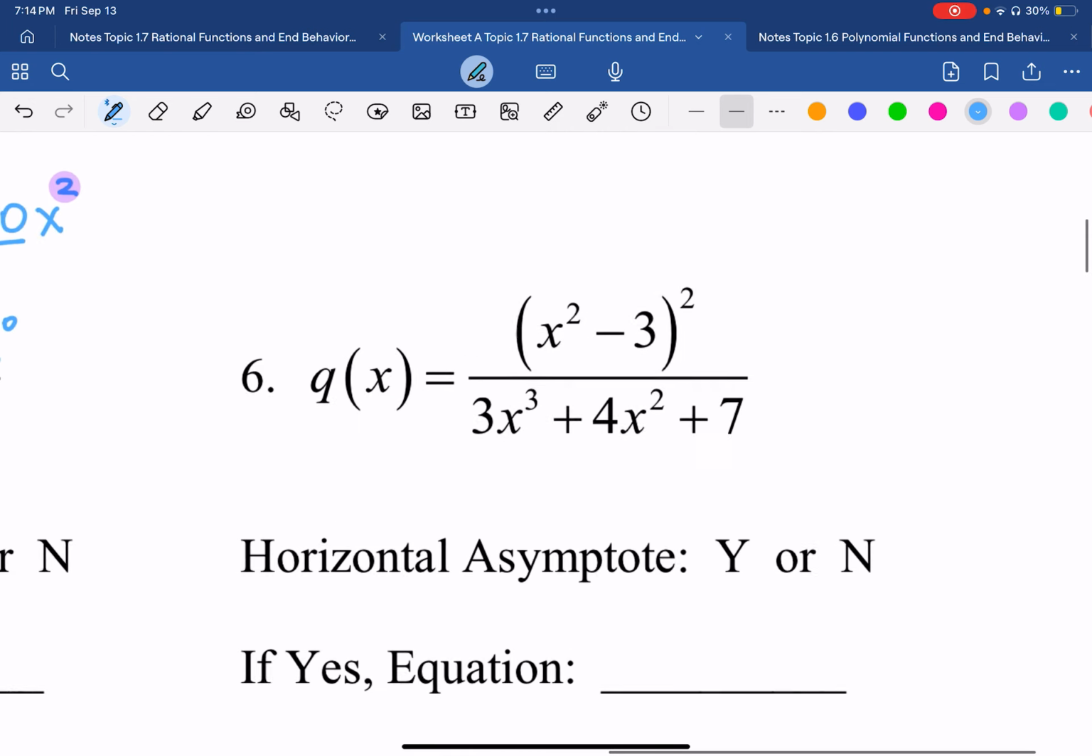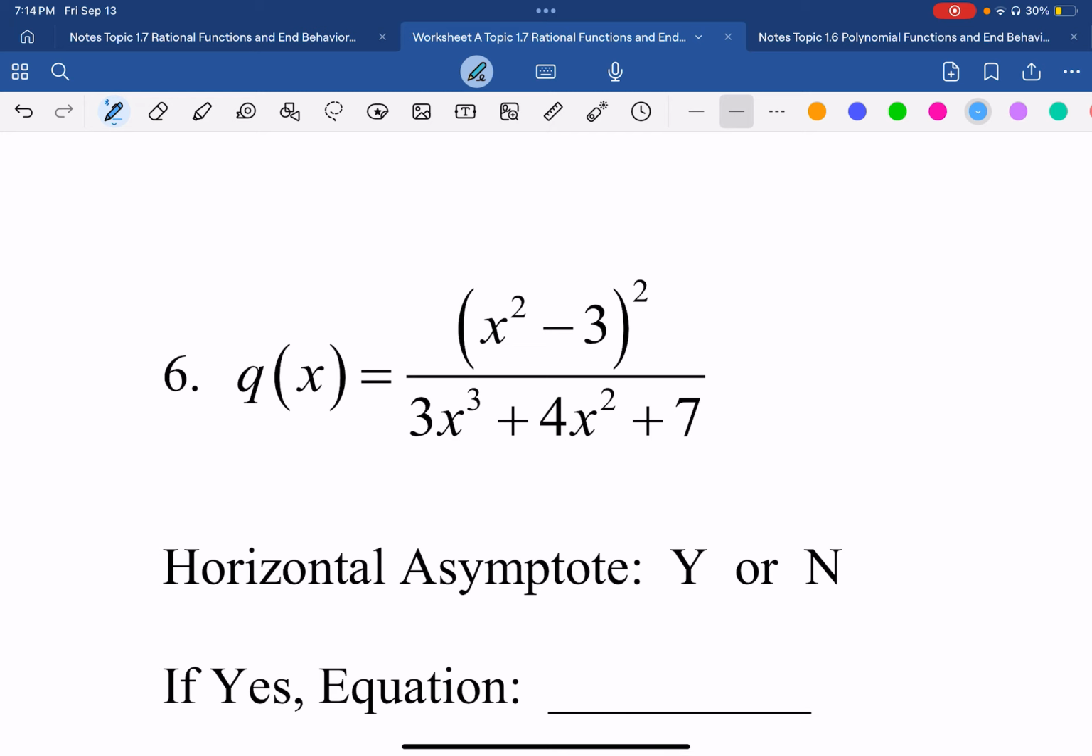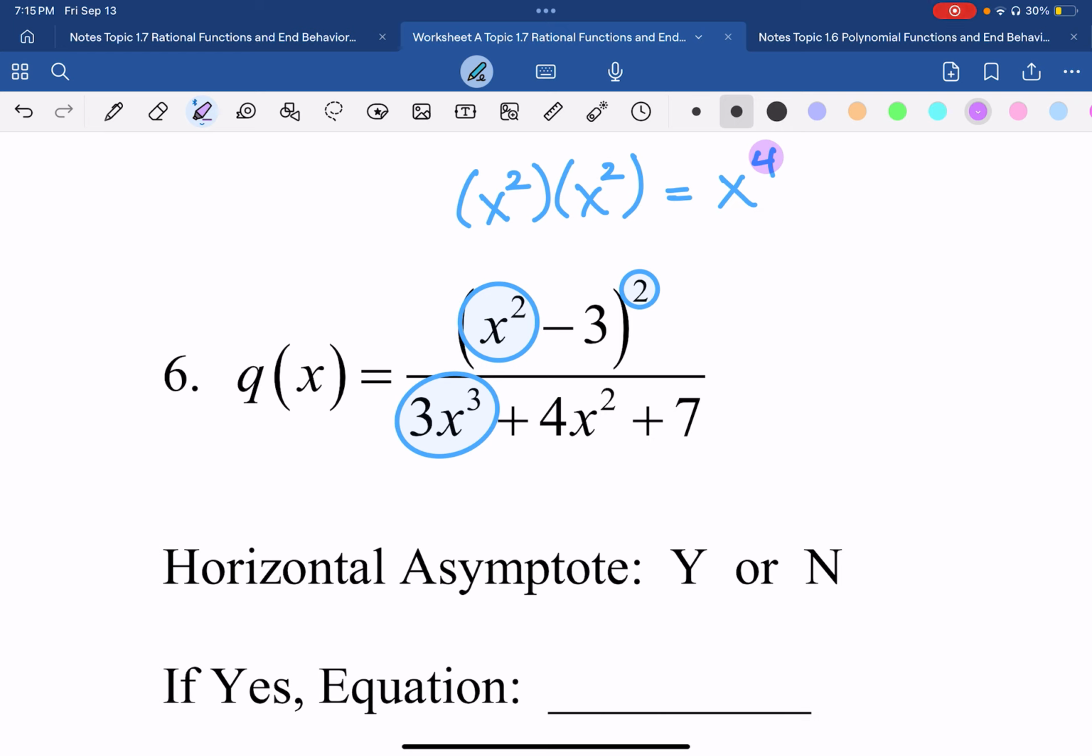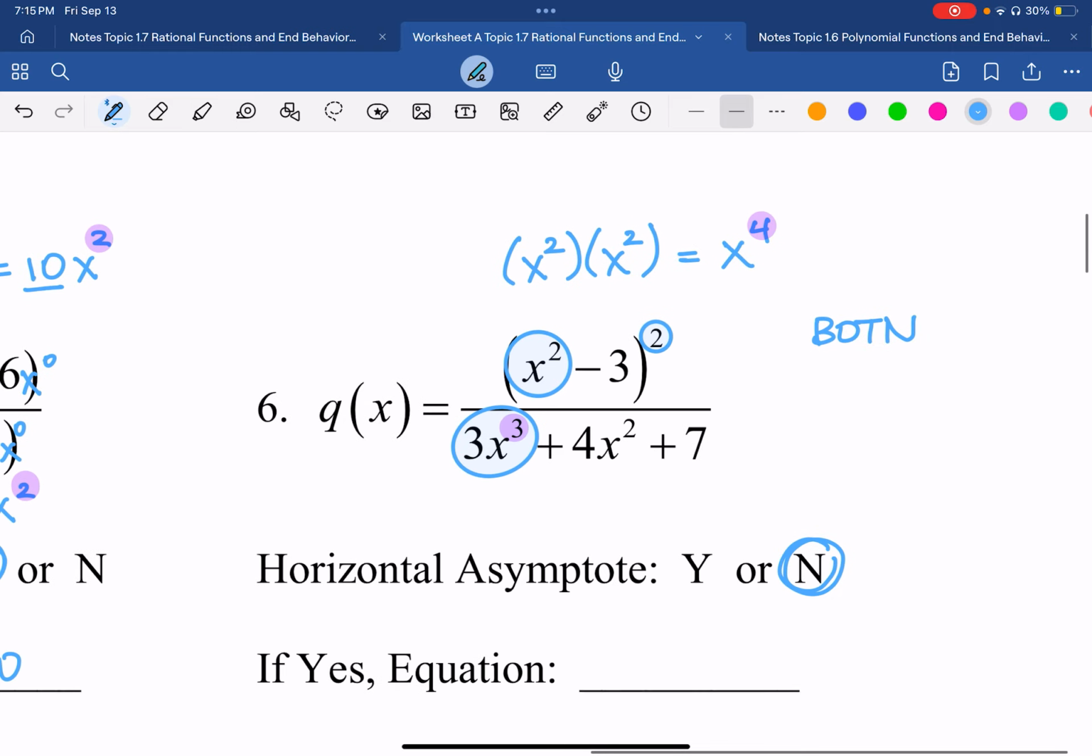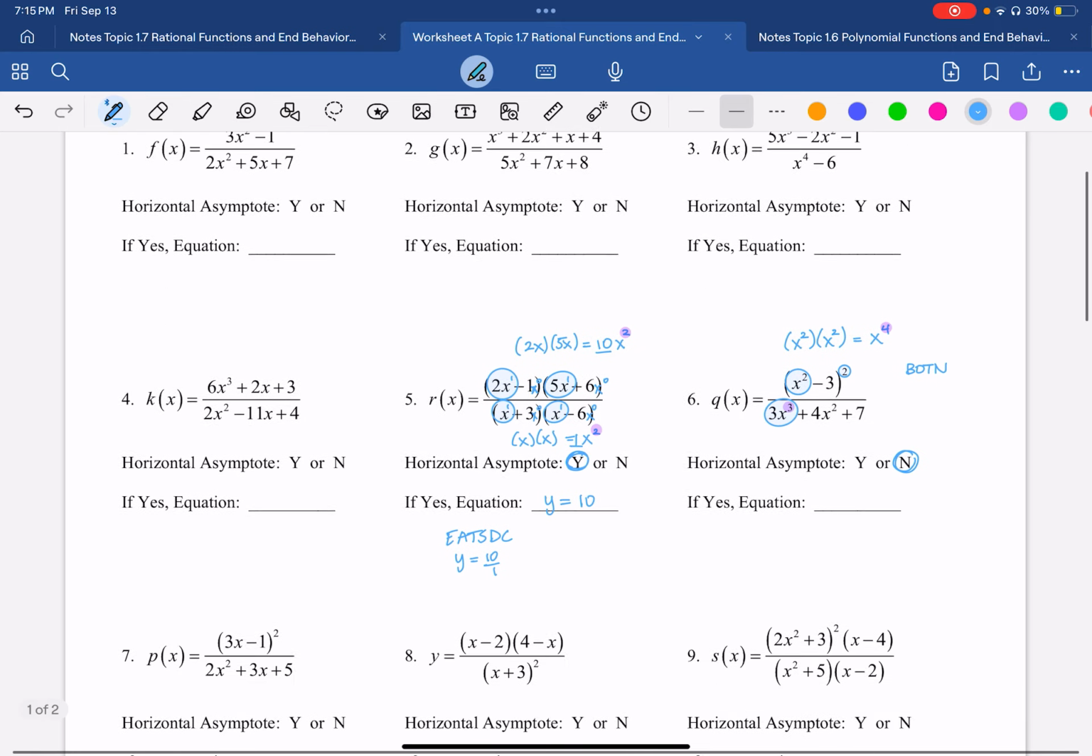Okay, let's try that again with question 6. Inside, the leading term would be x squared, but I see that this factor is being squared. Anytime I square something, I know that I'm multiplying it by itself. So this will be x squared times x squared, which is x to the power of 4. And in the denominator, my leading term is 3x cubed. I have 4 in the numerator, 3 in the denominator, so this will be bottom heavy... it is bigger on top. That means no, there is no horizontal asymptote. So I don't have to write anything in the line below that.